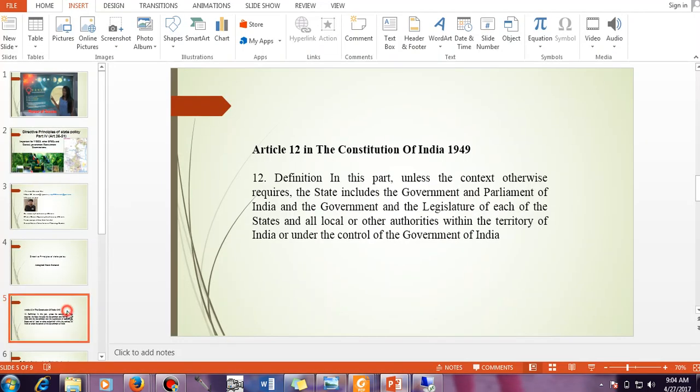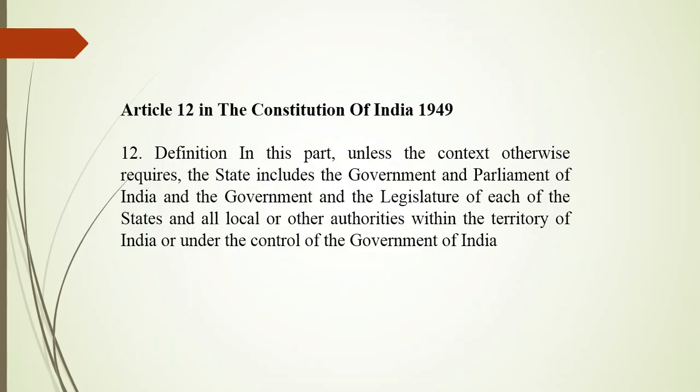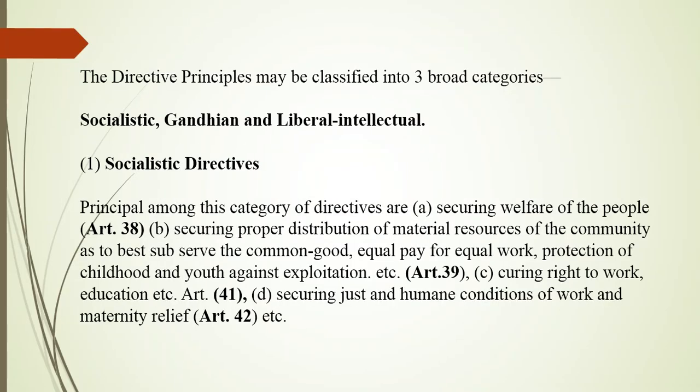So we have basically classified this. I'll tell you, this part has been classified in three types, and those are socialistic, Gandhian and liberal intellectual directives. In socialistic directives we have Article 38, Article 39, Article 41 and Article 42. As we have already mentioned, Article 38 tells about securing the welfare of the people. Article 39 says about securing proper distribution of material resources of the community to best subserve the common good, equal pay for equal work, protection of childhood and youth against exploitation, etc. Securing the right to work, there is Article 41. Securing just and humane conditions of work and maternity leave, Article 42.